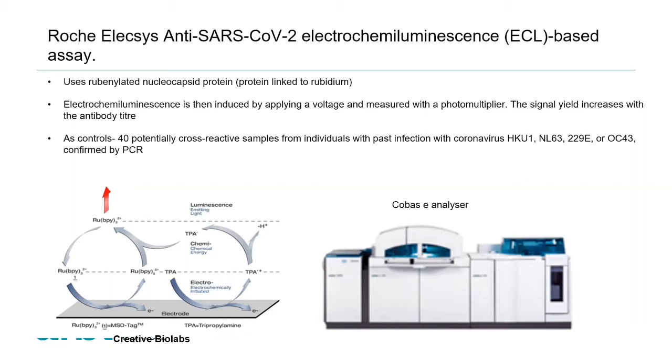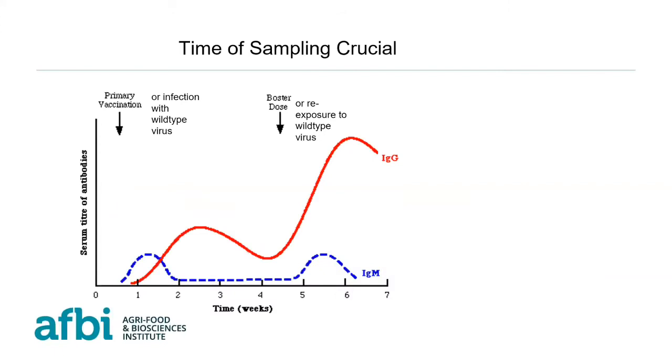At the time when they were setting this up, they used 40 potentially cross-reactive samples to see not only was it a sensitive assay, but it was also highly specific. So they used a whole range of human coronaviruses and other animal coronaviruses, which had been confirmed by PCR, and they showed that this test was highly specific. So this was the official government testing that was done, and the labs that were doing antibody testing would have had to have this particular machinery. Okay, can I have the next slide, please?